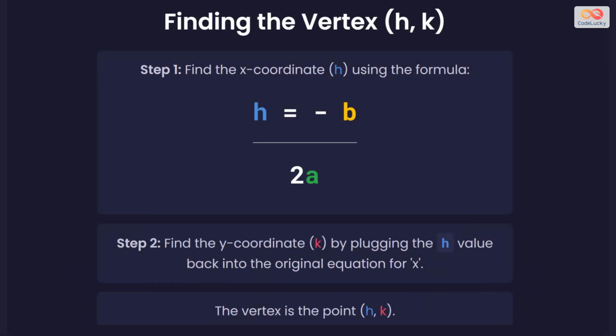So, how do we find the vertex, which has coordinates h and k? First, you find the x-coordinate, h, using the formula h equals negative b divided by 2a. Then, you take that value for h and plug it back into the original equation in place of x. The result will be your y-coordinate, k.